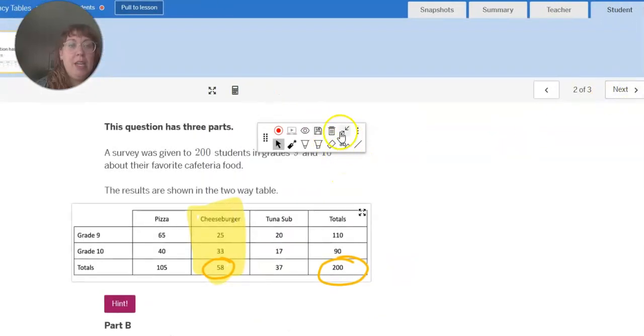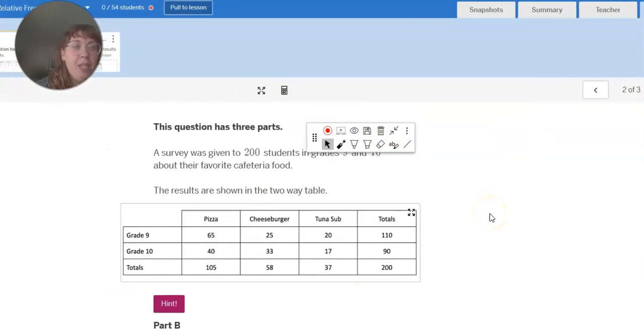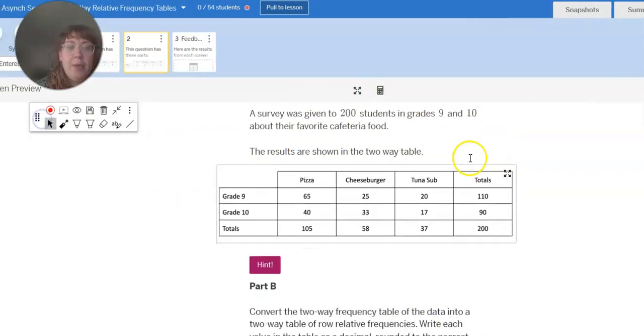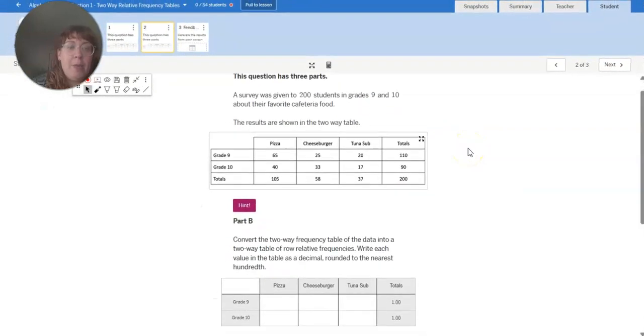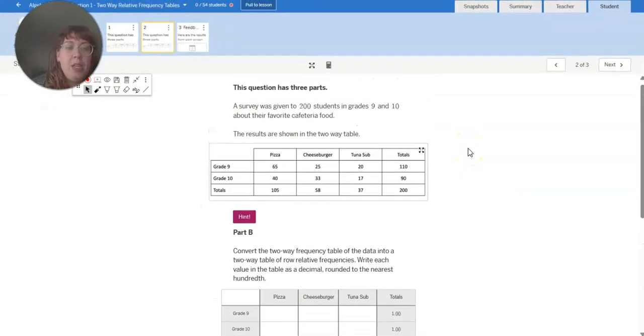So I'm going to go to the next slide. It's still the same two-way table. It says this question has 3 parts. We just did the first part. Now we're on part B and part C.